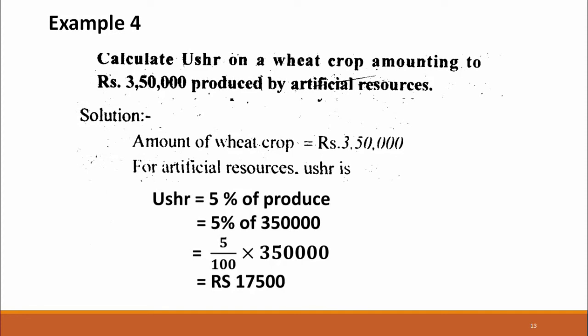Since the amount of wheat crop is 3,50,000 rupees, and the land is irrigated by artificial sources, we can calculate the Ushr amount according to 5%. So 5% of the produce, 5% of 3 lakh 50,000. 5% means 5 by 100 multiplied by 3 lakh 50,000. After simplification, we obtain 17,500 rupees as the amount of Ushr at the rate of 5%, because the land is irrigated by artificial resources.